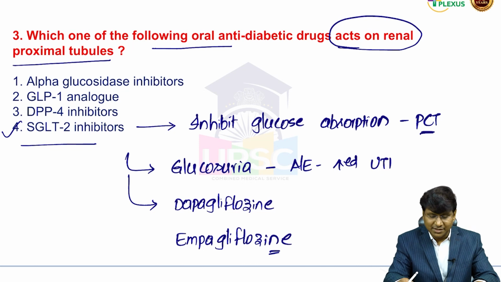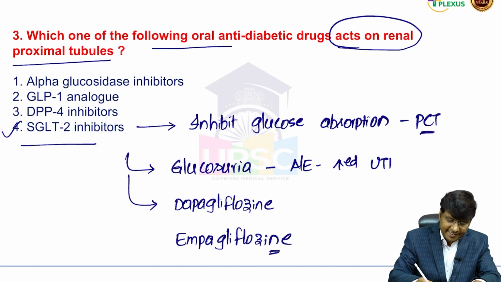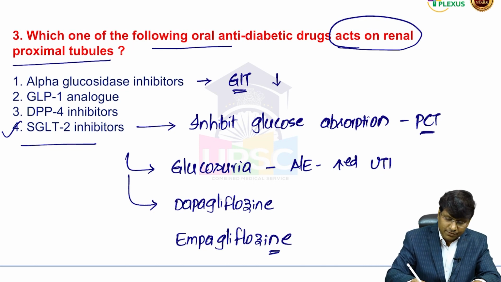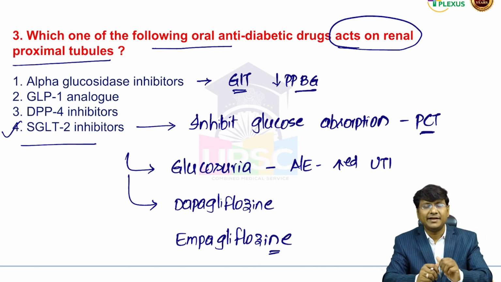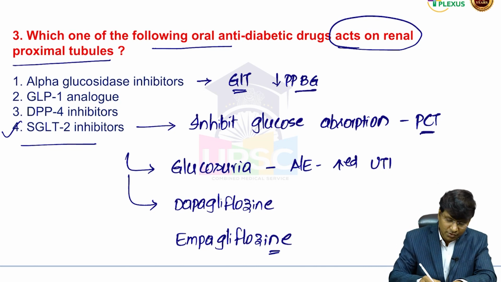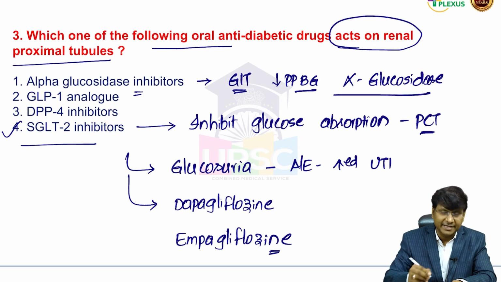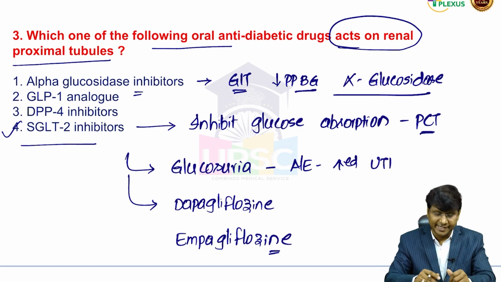Now, what about the other drugs? The alpha glucosidase inhibitors, they act at the level of the GIT, right? So they mainly reduce the postprandial blood glucose. What these drugs will do, they will inhibit this enzyme alpha glucosidase.